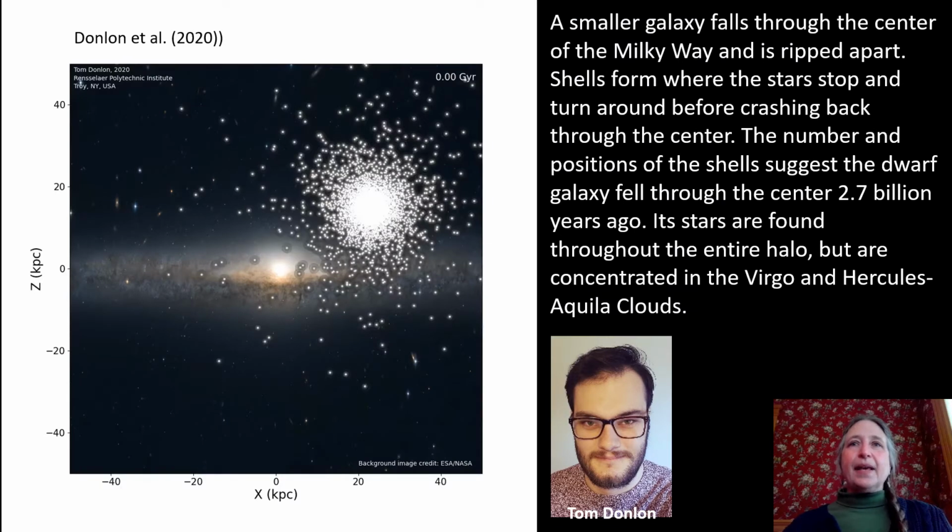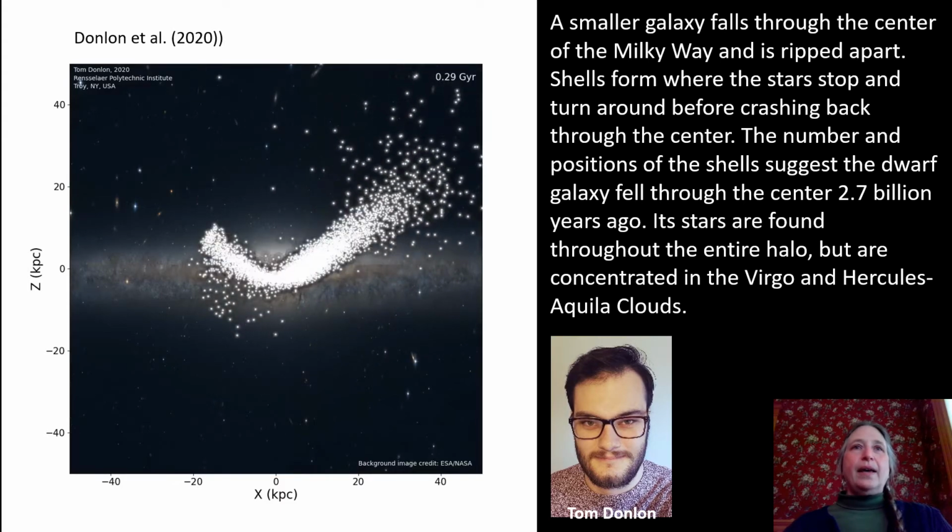This is a simulation that was made by my graduate student, Tom Donlin, who was an undergraduate student as well at Rensselaer. And we're going to stop this simulation at several places and show you just the stars in the simulation that have stopped with respect to the galactic center. So there are some stars that will be going out, and then it has to stop, and then it has to come back in, and where the stars stop is what we call a shell.